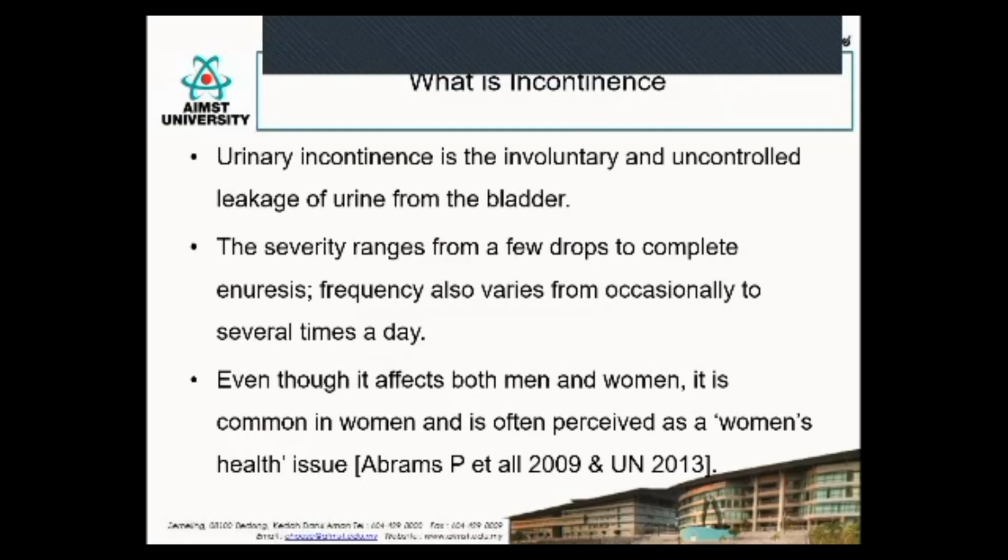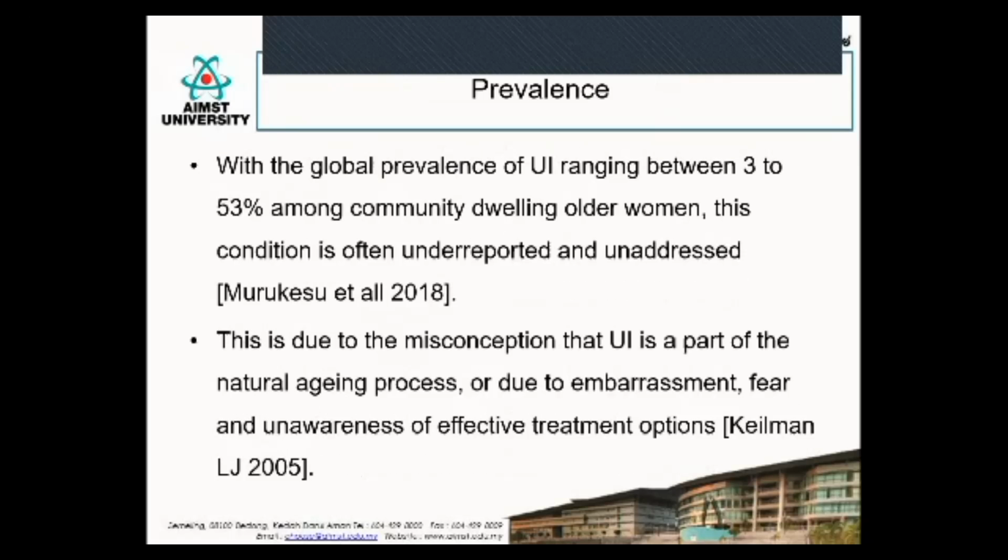Then, if you see in Malaysia, the rate of prevalence of incontinence is high, but mainly it will be unreported. In European countries, it will be reported more often compared to our Asian countries, because most Asian people have a lot of misconception about this particular problem. That's why it is underreported.